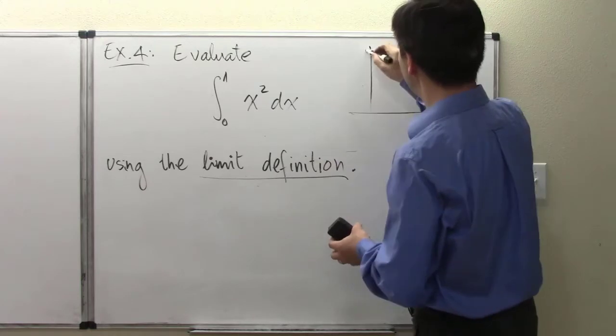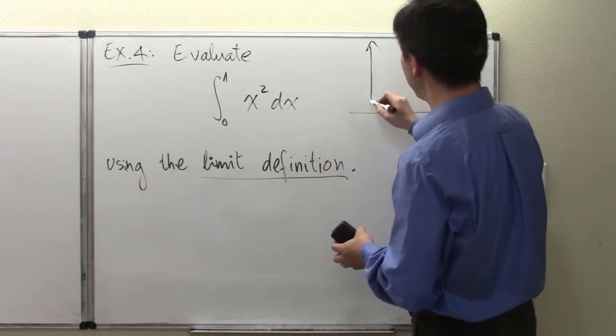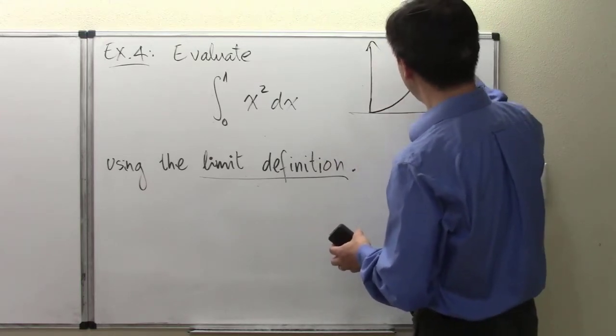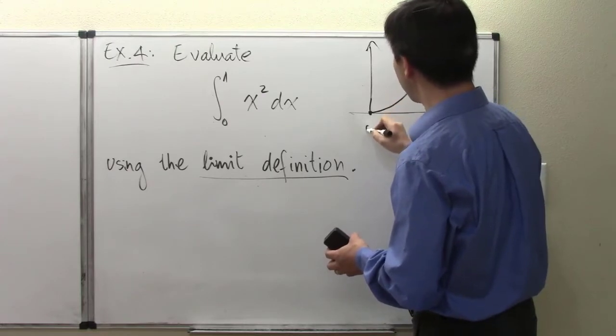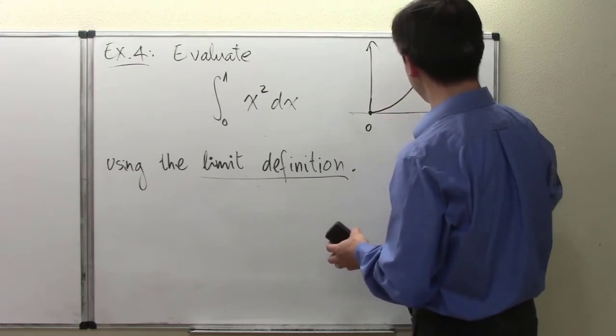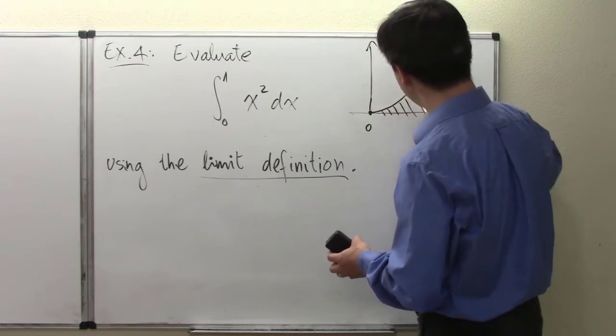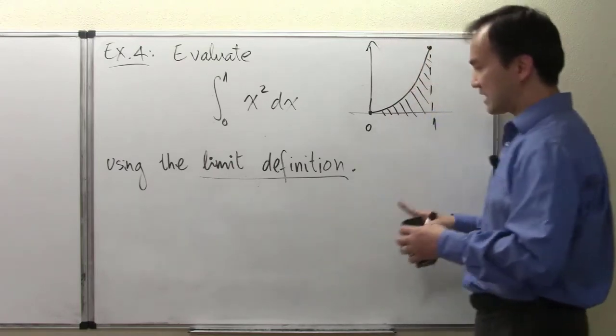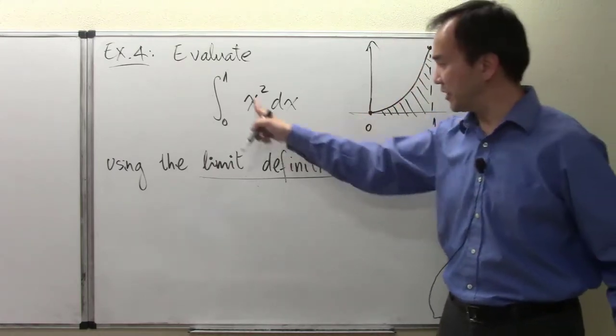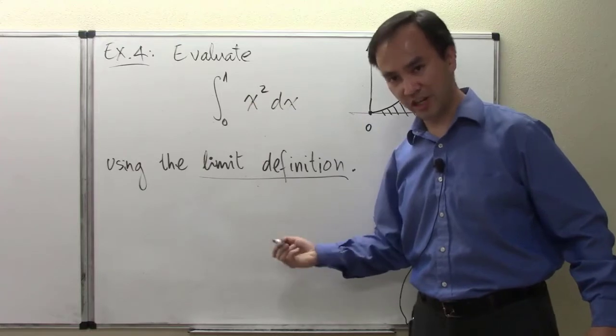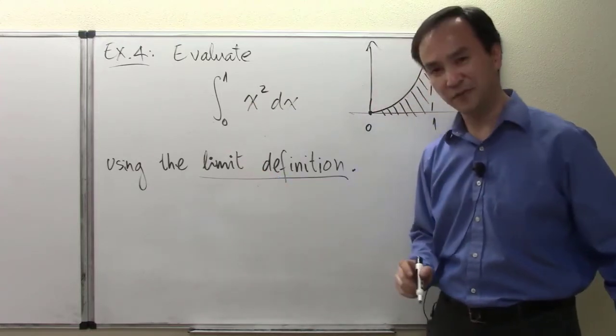And the area here, let me write it small because I need more space. The area between the curve x squared and inside the interval from 0 to 1. Okay, this area, how can this be 1/3? That's nothing but really firing up the evaluation work, and we have to go through the limit definition.